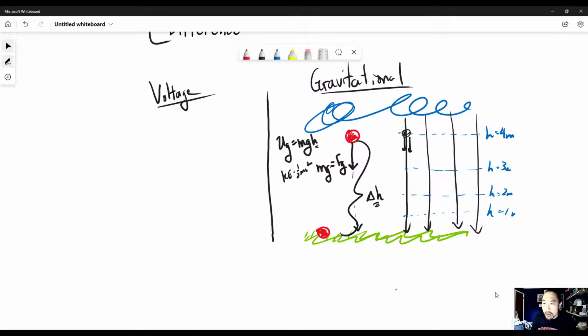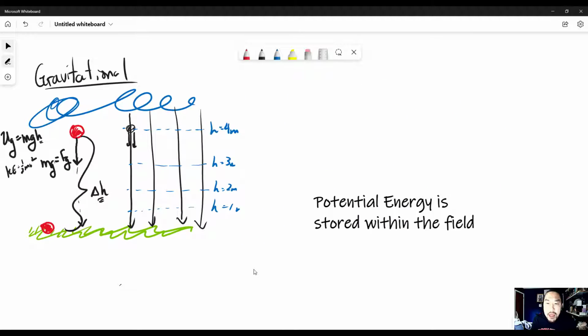Now, here's a very important concept here. Make sure you pause it and you write this down as well. Potential energy is stored within the field. This is a big idea and a big concept in physics that you need to fully grasp and understand. A lot of people believe that energy is stored within the object itself, but that cannot be the case. Let me tell you why.